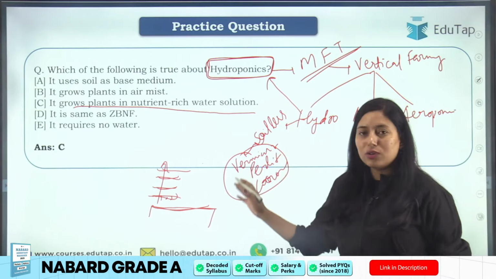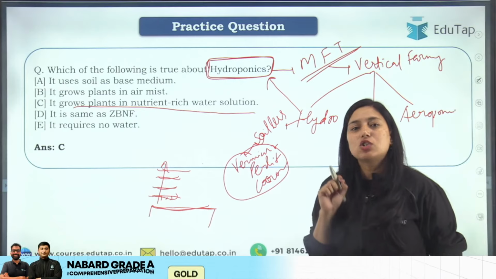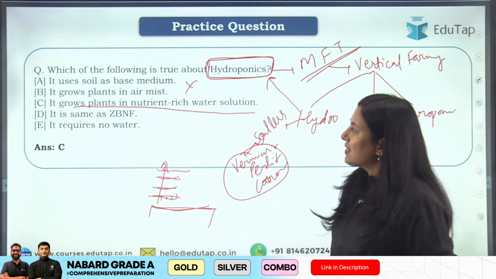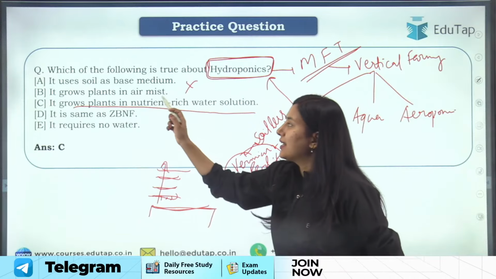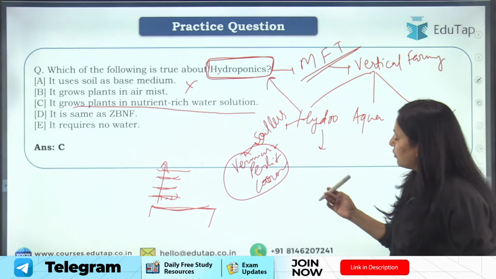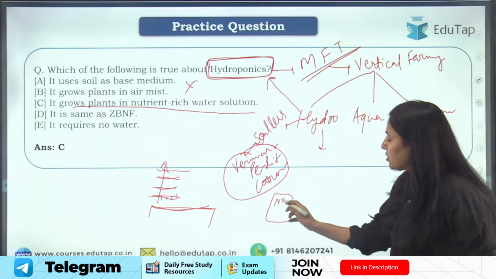Okay? But if you want to give the supporting material, then you can use vermiculite, perlite, cocopeat, but soil is not used. So first option is incorrect, right? Next is it grows plant in air mist. No students, what actually happens in hydroponics? Here what we do, we have a nutrient rich solution.